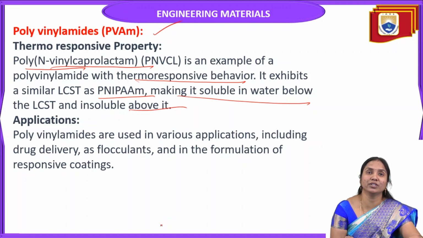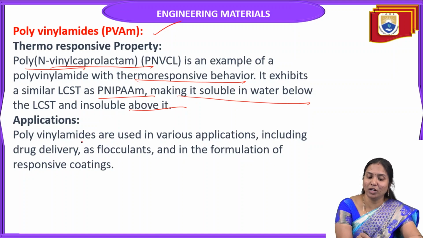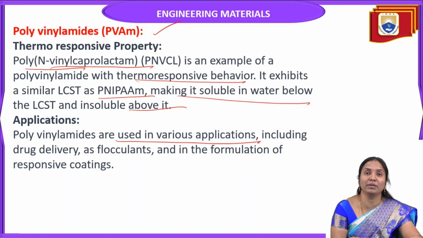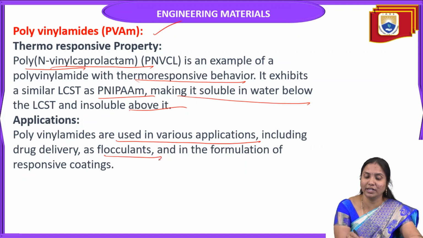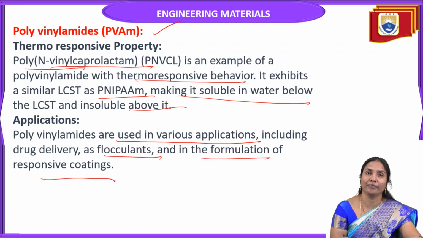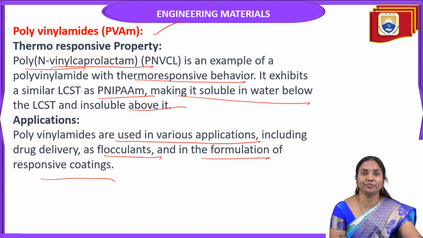What are the applications of these polyvinyl amides or thermoresponsive polymers? They are used in various applications including drug delivery systems, flocculants, and the formulation of responsive coatings. We prefer them mainly for drug delivery systems. In this session we learned about the important questions in engineering materials. I hope you understood all.